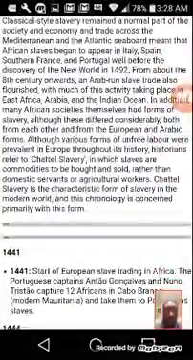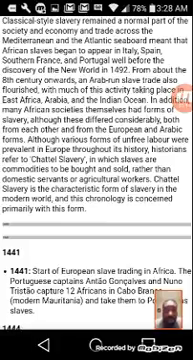I want to just jump in here and start from classical style. It says, classical style slavery has remained a normal part of the society and economy, and trade across the Mediterranean and Atlantic seaboard meant that African slaves began to appear in Italy, Spain, southern France, and Portugal, well before the discovery of the New World in 1492.